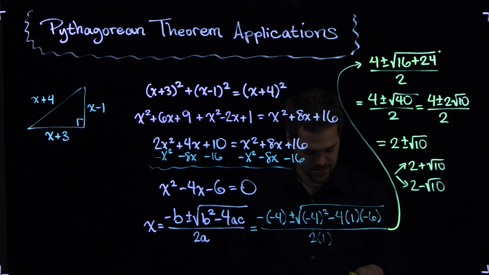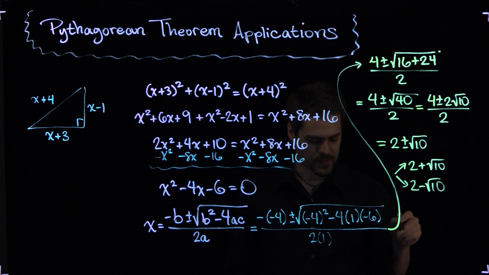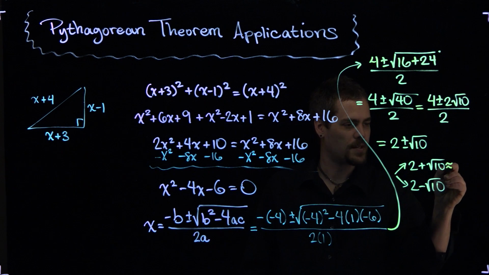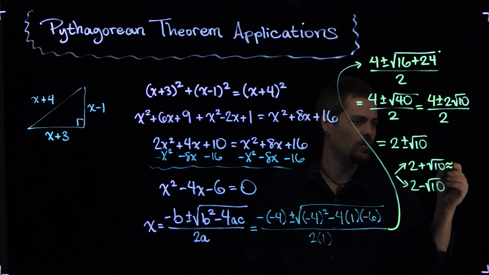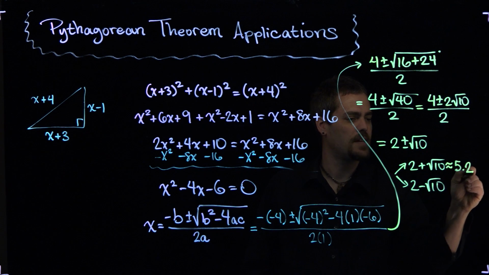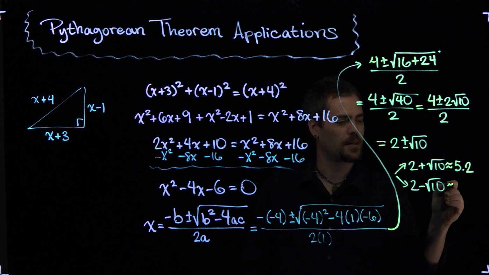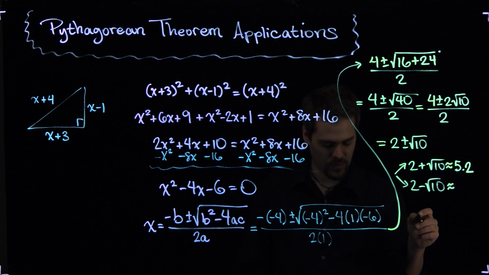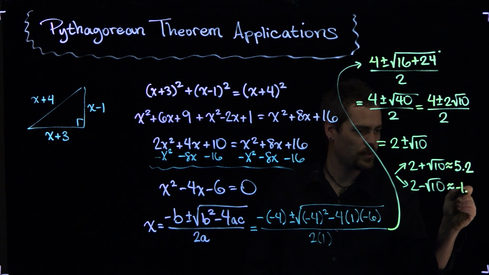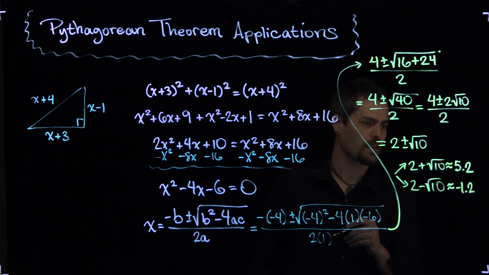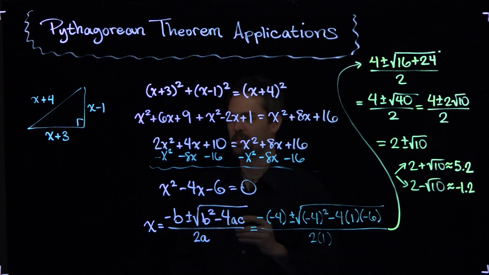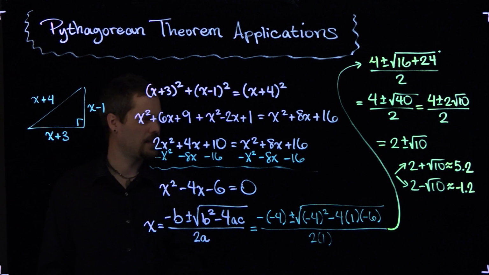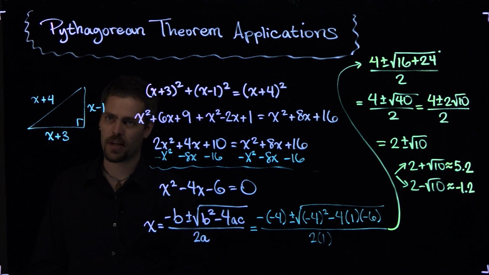But let's not estimate that much. Let's go ahead and use the fancy-dancy calculator. This gives me about, for the top one, 5.2 rounded to the 10th place. And on the bottom, I get about, let's see, 2 minus root 10, about negative 1.2. Okay. So I've got two solutions for x, but I'm going to come back to my original triangle and see what makes sense and what may not make sense.